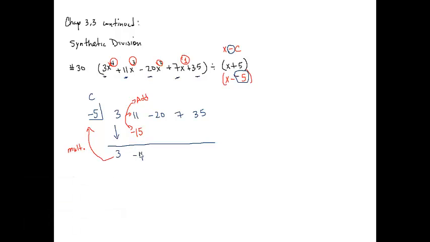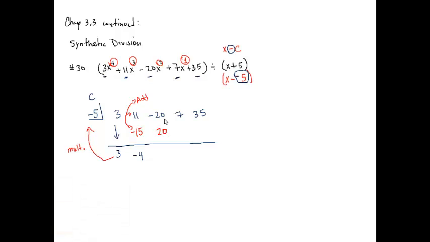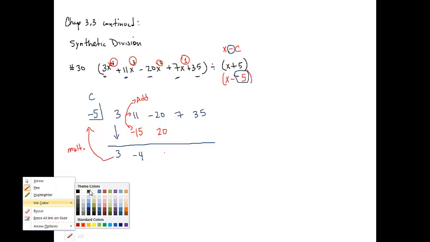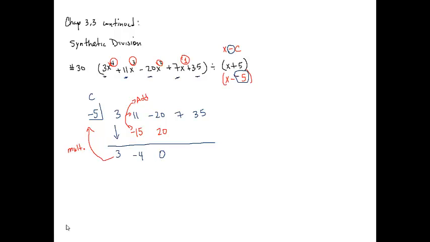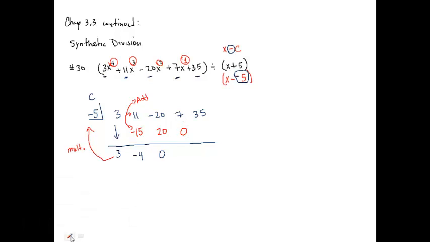Okay, so then you drop it down, and you do the same thing. You multiply again. -4 times -5 is 20. And then you add, and you get 0. And then 0 times -5 is still 0. And then you add, and you get 7. Okay? And then you multiply again. 7 times -5 is -35. And then you add, and you get 0. Okay? So we have 3, -4, 0, 7, 0.